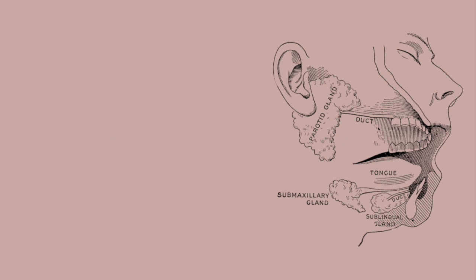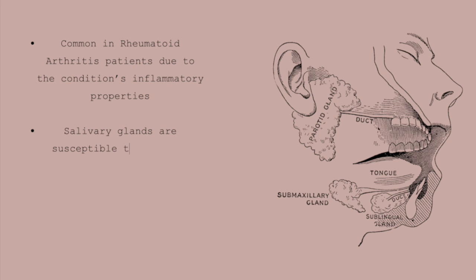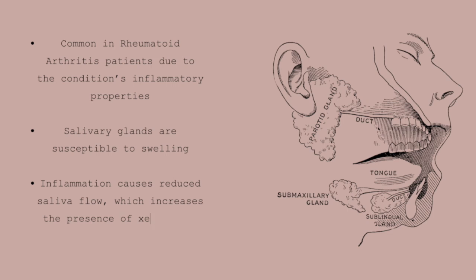Salivary gland dysfunction is also common in rheumatoid arthritis patients. Due to RA's inflammatory characteristics, salivary glands are susceptible to swelling. The inflammation causes reduced salivary flow, resulting in xerostomia. Buffering is then reduced, which may increase the presence of caries.